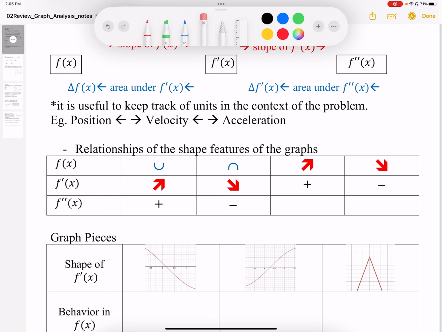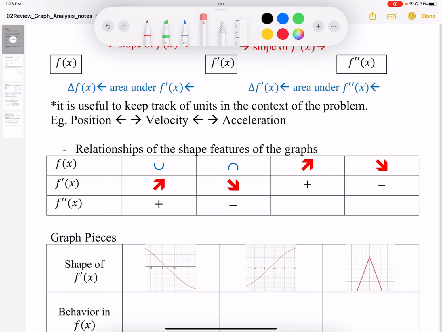If we have a negative second derivative, that means that the first derivative is sloping down, which means that f of x must be concave down. And so the reverse is also true. If it's concave down, the first derivative must be sloping down, and then the second derivative must be a negative y coordinate.